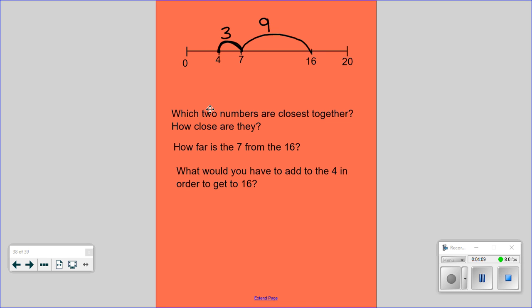Let's pretend I'm at 4. And I want to get to the 16. What would I need to add? How big of a jump would that be? If I want to get from the 4 to the 16. Draw your line from the 4 to the 16.